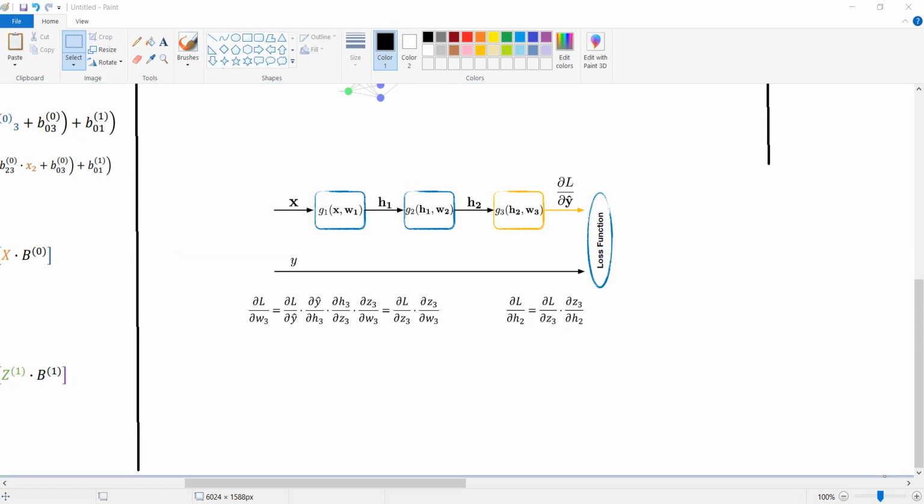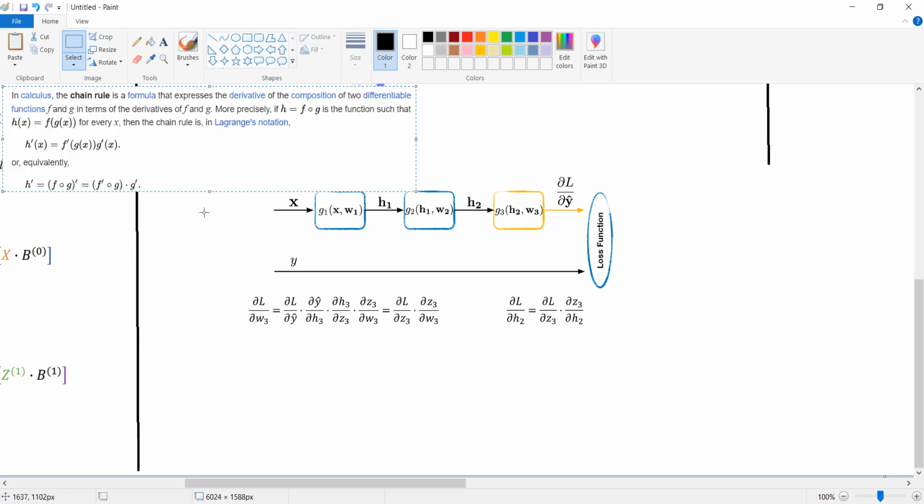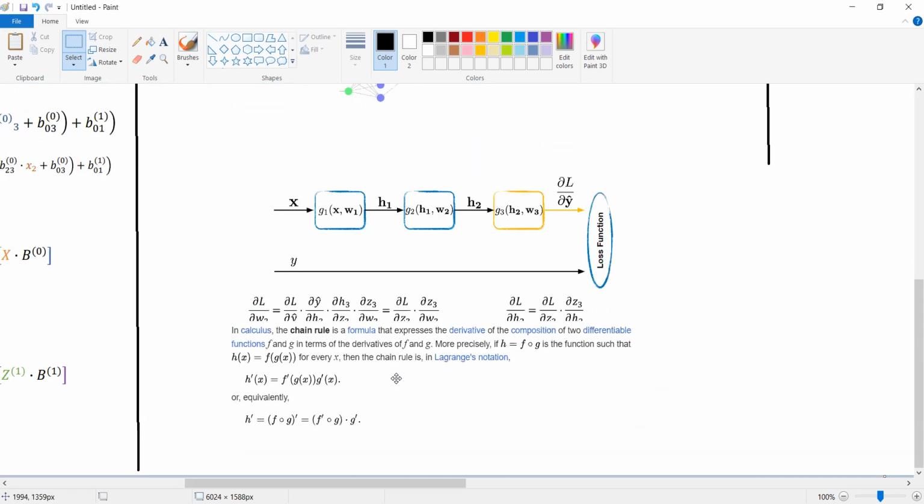Yeah, I'm going to do this. Copying it from Wikipedia. Let's see that we understand it.